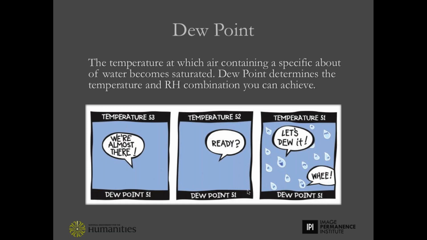But first I want to explain this cartoon here. As the air cools, it becomes more saturated with water until it condenses out of the air. So up at the top, the temperature on the far left says it's 53 degrees. Dew point temperature is 51. As the temperature drops, we're approaching the dew point temperature. When the temperature of the air matches the dew point temperature, look what happens. Moisture condenses out of the air.